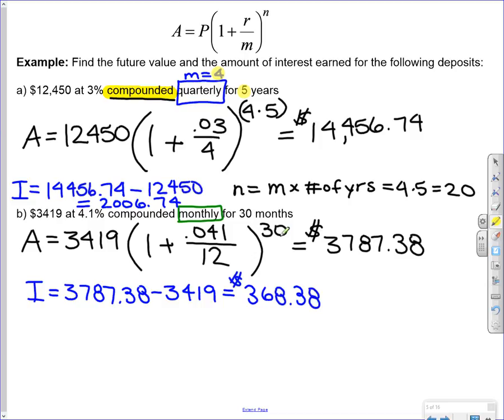It's a little different than the other because we're looking at months instead of years, but it's still the same idea of the number of periods over the life of the loan. So we multiply that all out and we get 3787.38. And again, if you wanted to find the interest, you could subtract off the principal there.